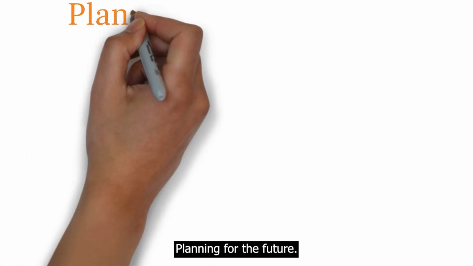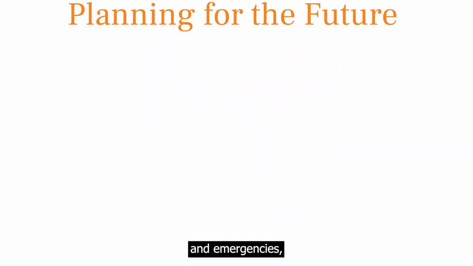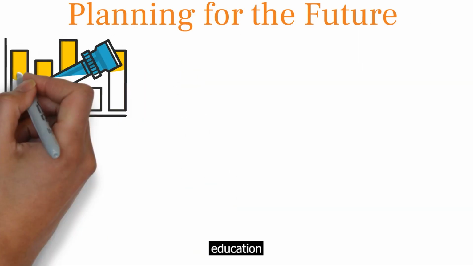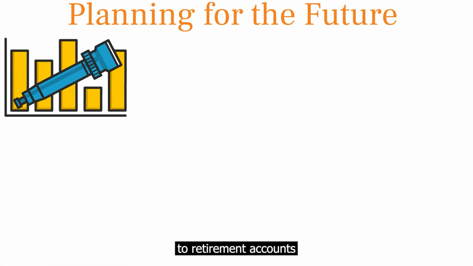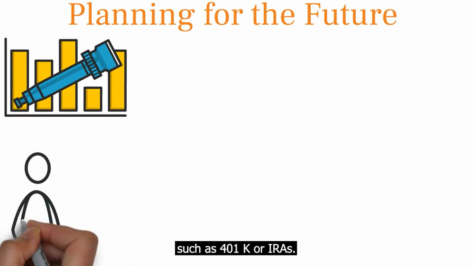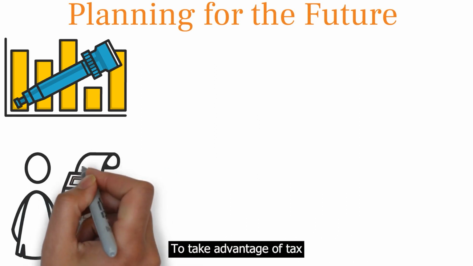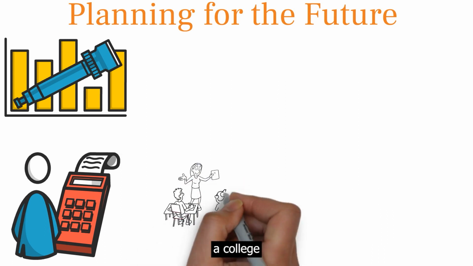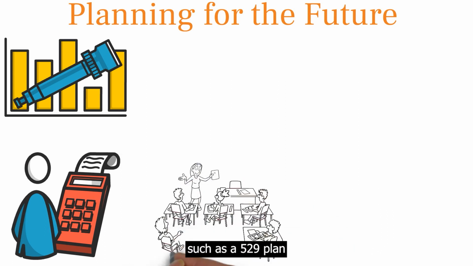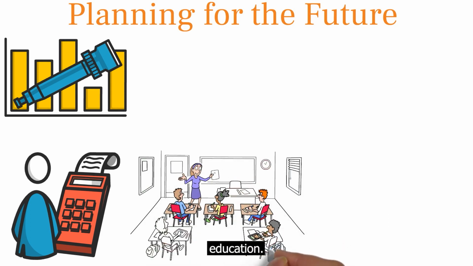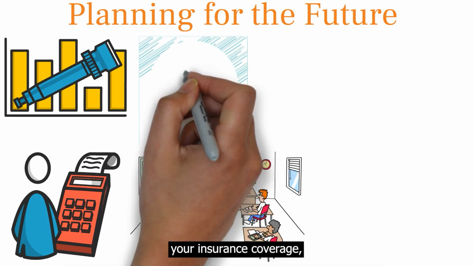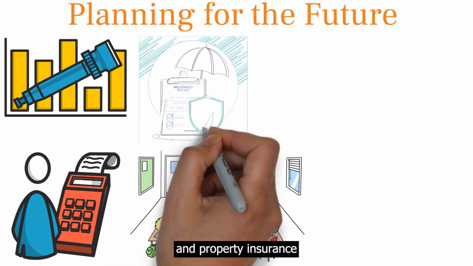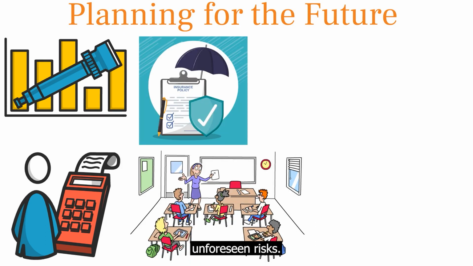Planning for the future. In addition to short-term goals and emergencies, it's essential to plan for the future, including retirement, education, and major life events. Contribute to retirement accounts, such as 401(k) or IRAs, to take advantage of tax benefits and employer matching contributions. Consider opening a college savings account, such as a 529 plan, to save for your children's education. Review your insurance coverage, including health, life, disability, and property insurance, to protect against unforeseen risks.